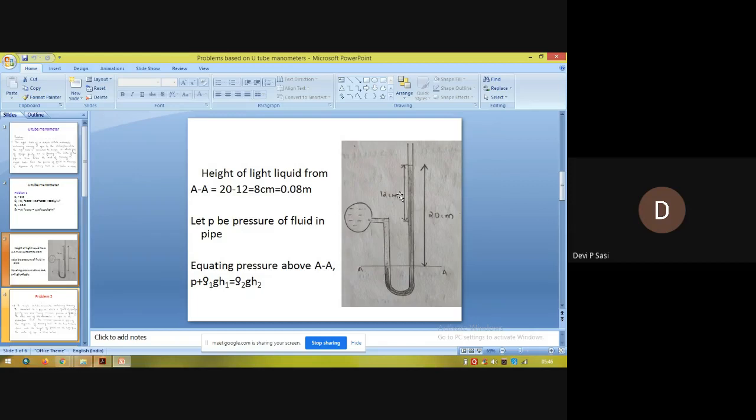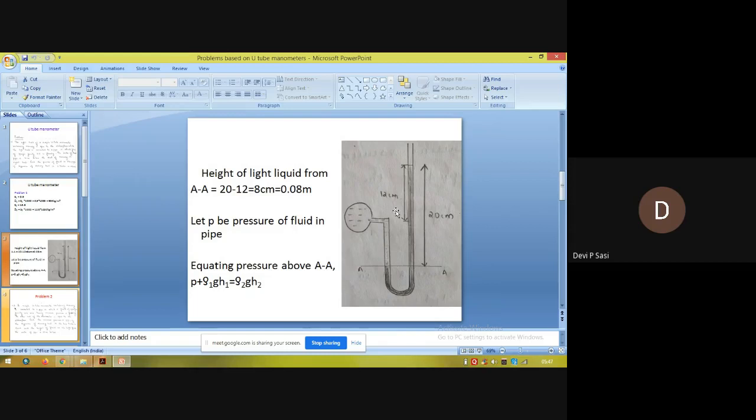Okay, then find the pressure of fluid in the pipe if the difference in mercury level in two limbs is 20 centimeter. First, the difference between the center of the pipe and the mercury level is 12 centimeter. But the difference of mercury in the two limbs, the difference of mercury in the left limb and right limb, is 20 centimeter.